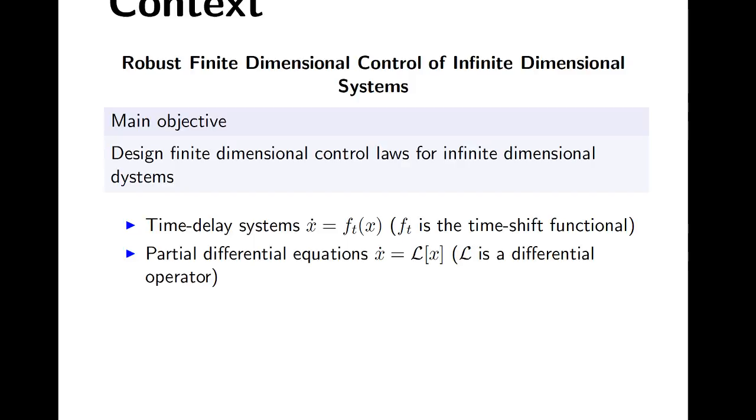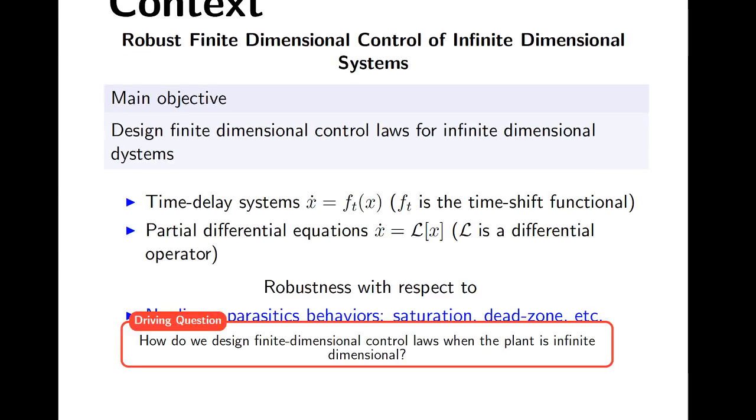As infinite dimensional systems, we may have different classes of systems. We may have time delay systems or partial differential equations. So in general, we may look at infinite dimensional systems as functional differential equations. And when we say that the system is infinite dimensional, it's because x, which is the state, doesn't belong to the Euclidean space, but belongs to a functional space. It can be the space of continuous functions, of differentiable functions, and so on and so forth. So the idea is, how do we design a finite dimensional controller that induces certain robust properties for an infinite dimensional system? So that's the driving question of our work.